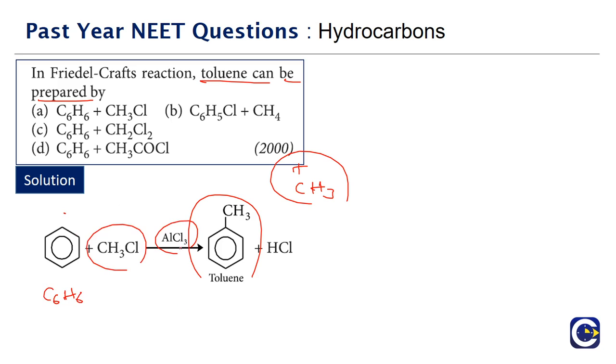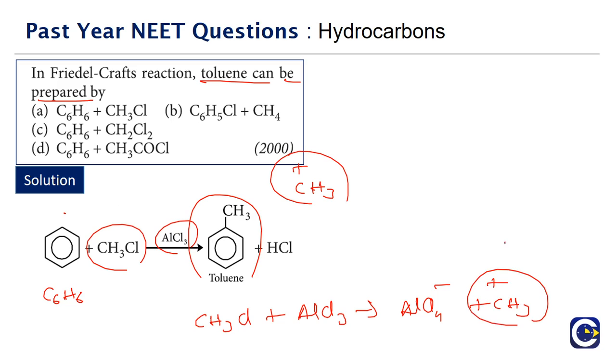Because AlCl3 is a Lewis acid, it will react with CH3Cl. AlCl3 will form AlCl4 minus, and it will produce the electrophile R plus. So the R plus will get substituted onto the benzene ring. This is the mechanism for the Friedel-Crafts alkylation. So the correct answer for this is option A. We have benzene, methyl chloride, and AlCl3, the Lewis acid.